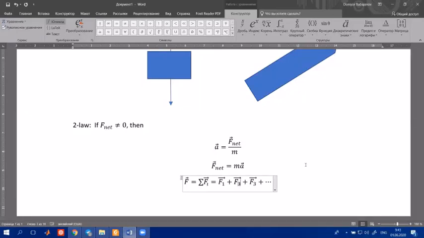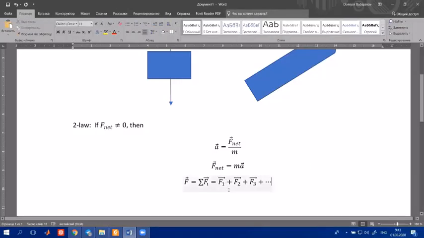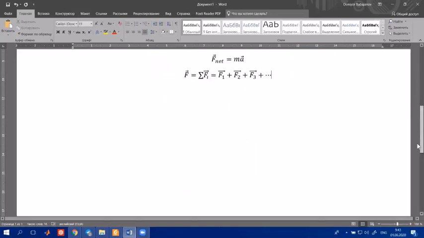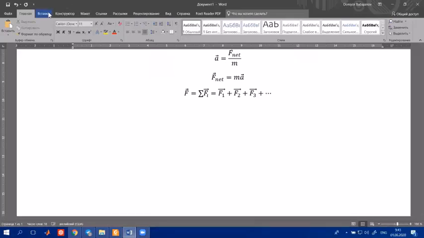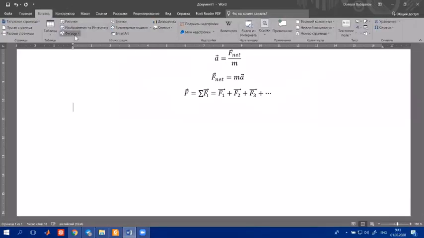So pay attention to that. This is not algebraic sum, but the geometric sum, the vector sum. How to add vectors? I think you know. In order to add vectors, we have two rules. First one is called the triangle rule.